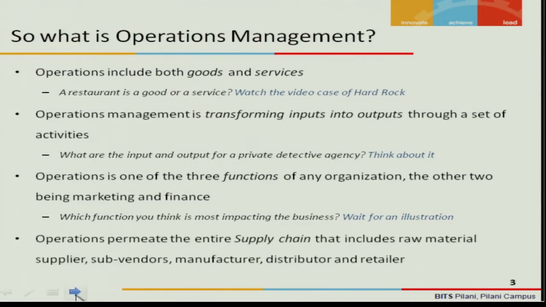And the last, operations permeate the entire supply chain. Can we say that what's happening within the factory premises is operations management? No, it encompasses the complete supply chain, starting from the raw material supplier, sub-vendor, the manufacturer that is happening inside the plant, the distributor and the retailer. All these processes are included in operations management. Now let us try to understand what is the impact an operations decision can make on a business.